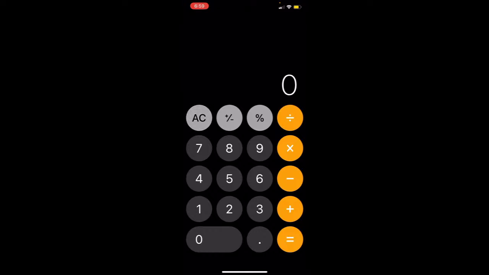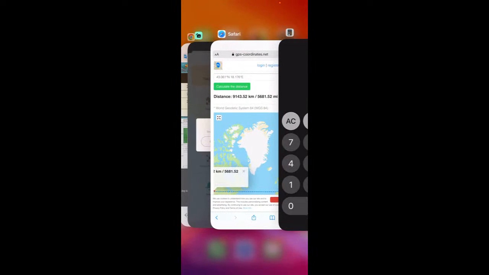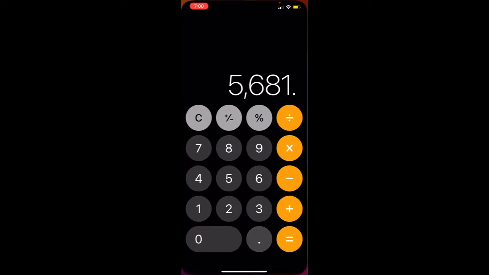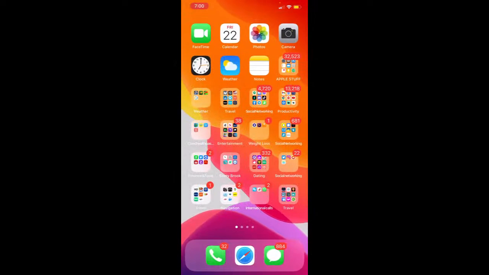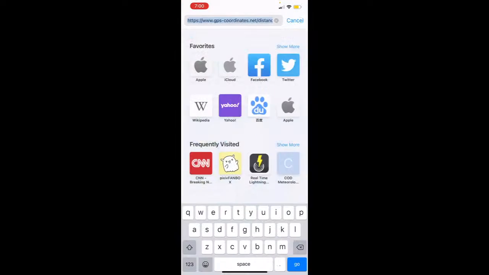Because when we look at the speed now, let's calculate that again. So it's about 22 to 23 minutes. Let's do the mileage: 5,681.52 divided by 1,320. So about 4.3 miles per second.